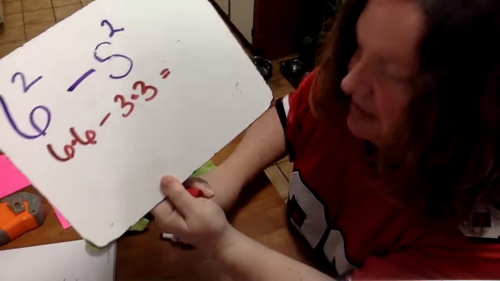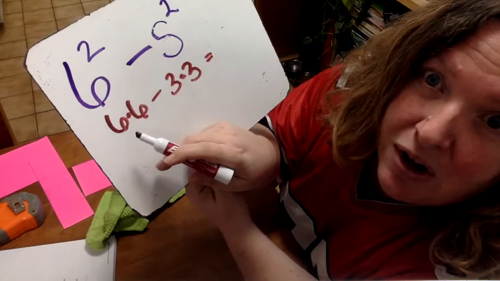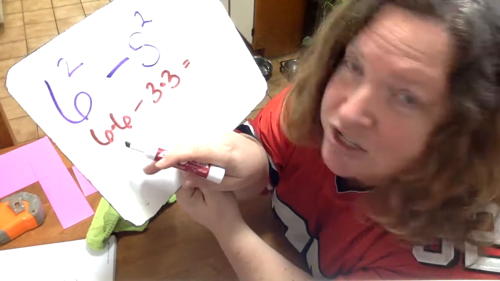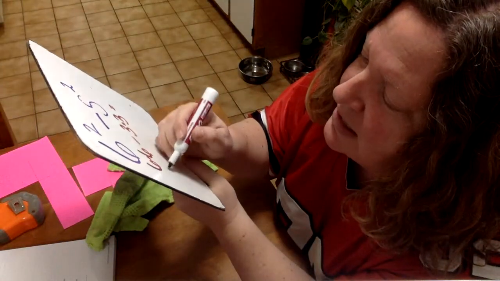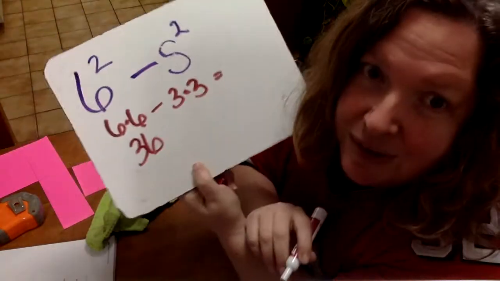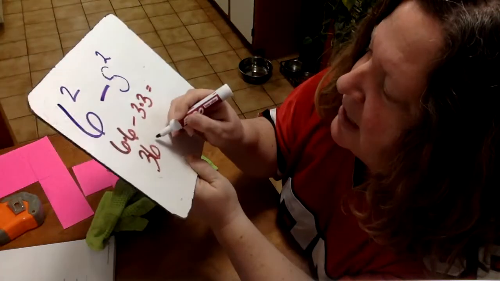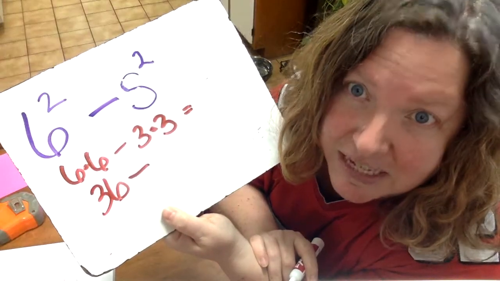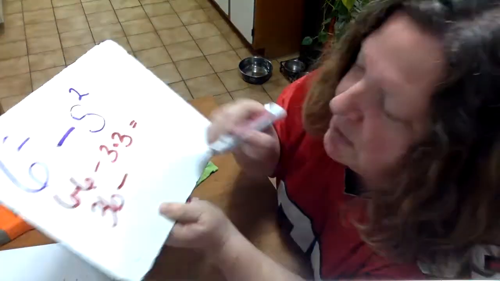Okay, I rewrote it to have a little more room. So we need to solve from left to right. Multiplication, 6 times 6 is 36. We didn't do anything to the subtraction sign. The next one we run into, 3 times 3. 3 times 3 is 9.